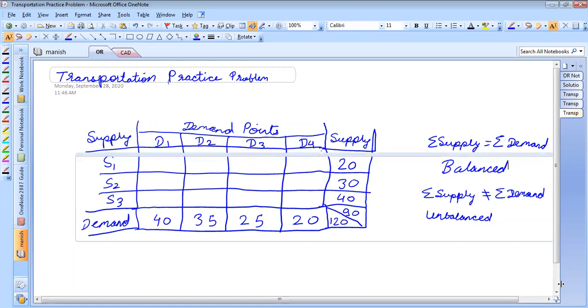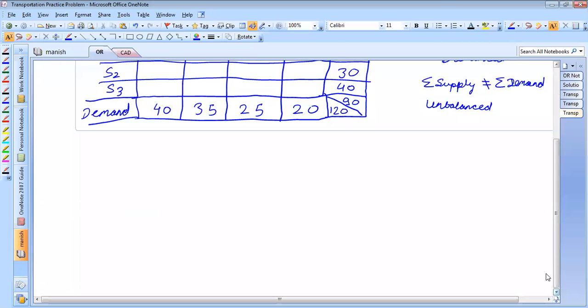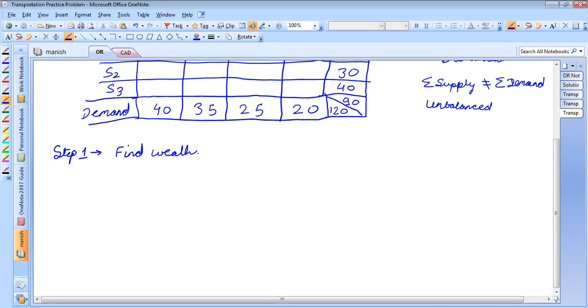We have not written any values here. We'll write values later. Okay, let me just write the steps. So step one, in any transportation problem, first is to find whether the problem is balanced or not.